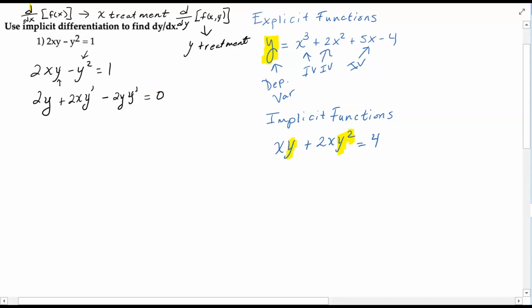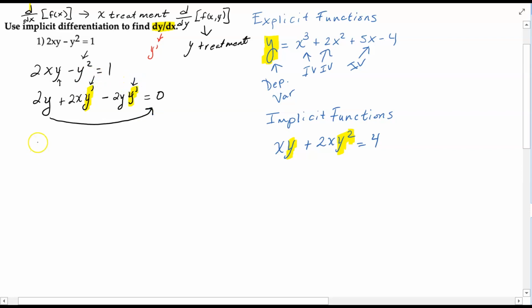And now what we're going to do is find dy/dx, but for us that's the equivalent of saying we'll find y prime. Well, I've got my y prime right here and right here, so my job is to isolate that variable. First I'm going to move this to the other side, and then factor out the y prime that's here and here.